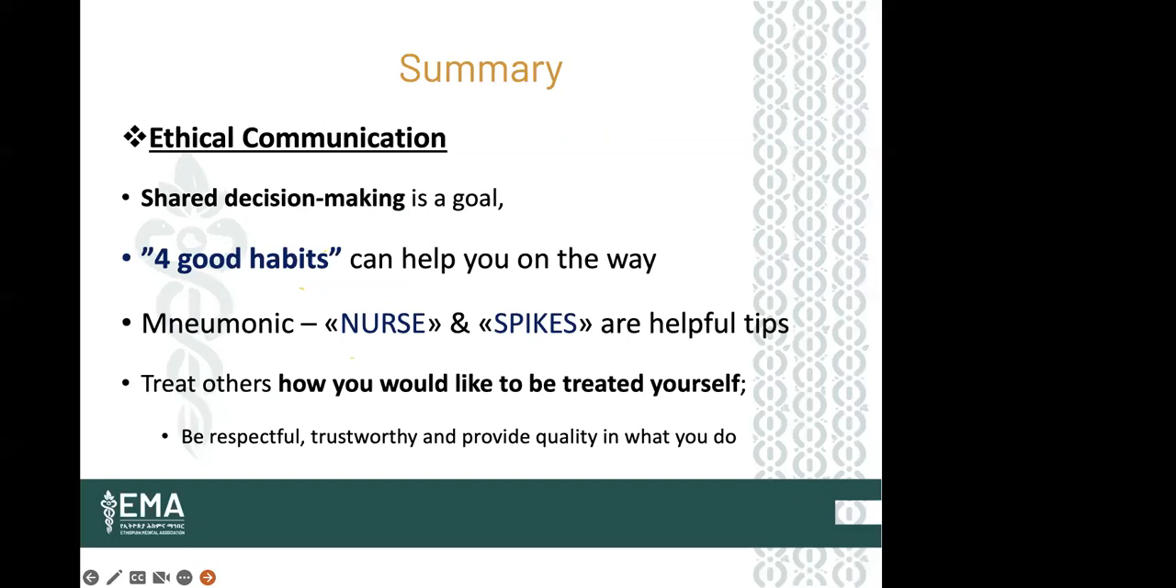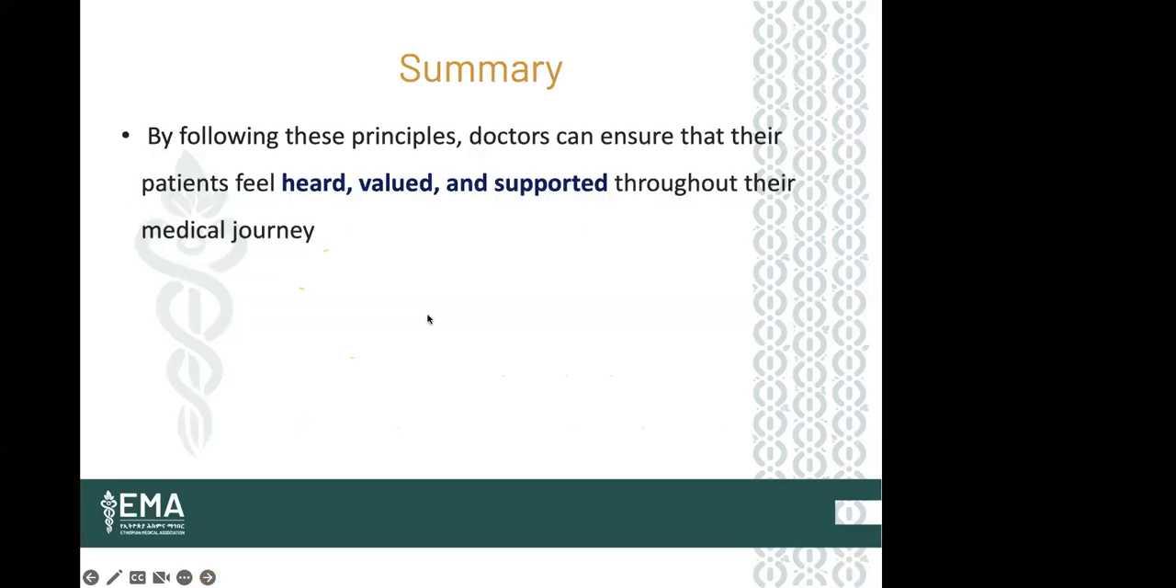And we need to always treat others how we would like to be treated, with respect, trustworthiness, and providing quality care. Okay. And by following these principles, physicians can ensure that their patients feel heard, valued, and supported throughout their medical journey. And I thank you all for listening.